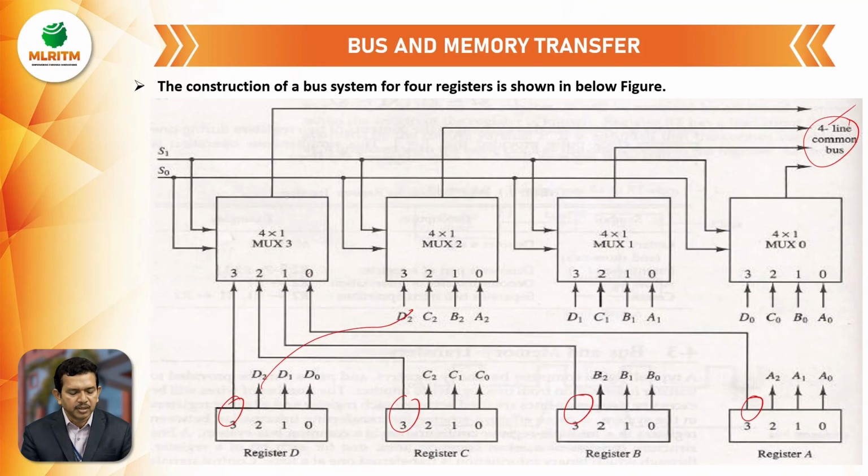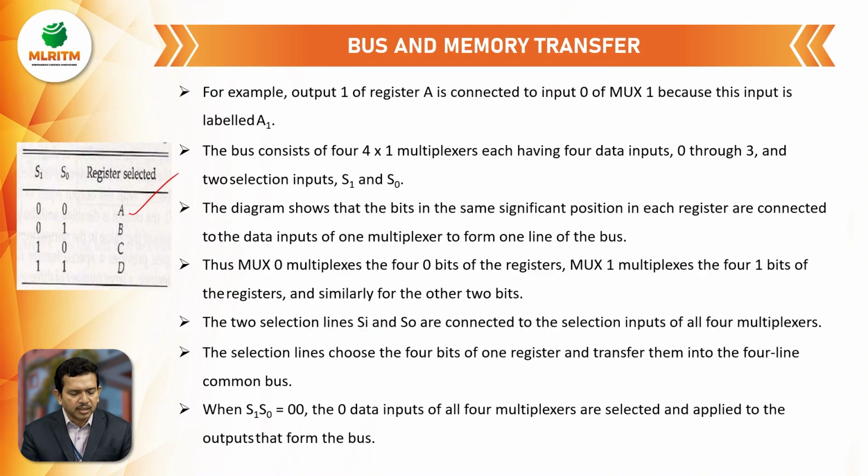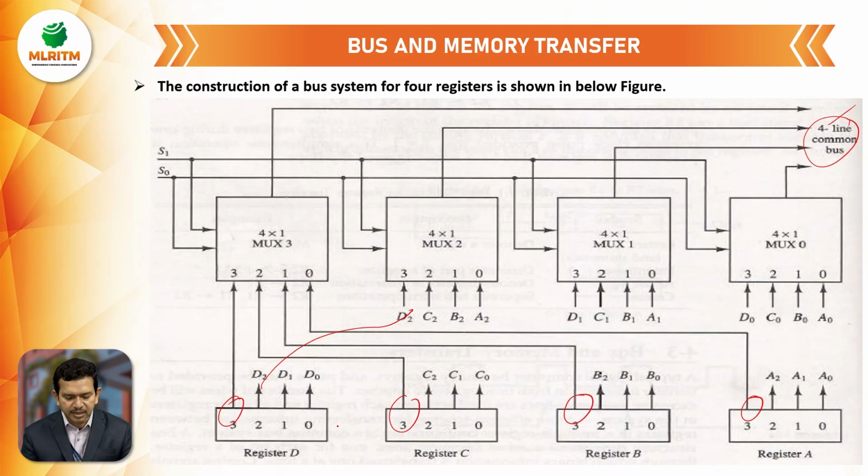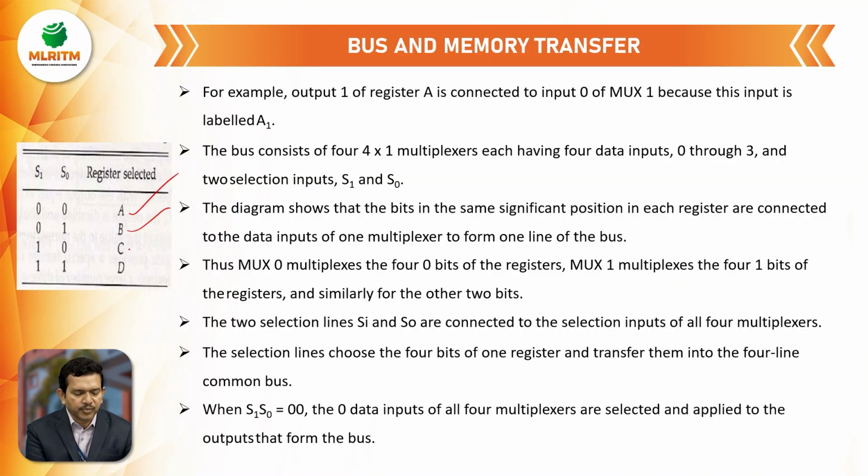The next process, if S1 and S0 are 0 and 1, then I can say register B is selected. Likewise, by the inputs of S0 and S1, we select the registers. Once the registers are selected, that is the 4 registers we are operating here, A, B, C and D, all the data gets processed for registers A, B, C and D.